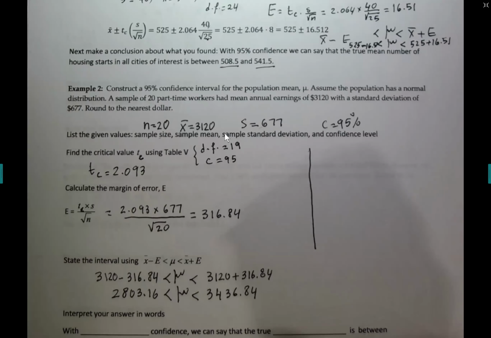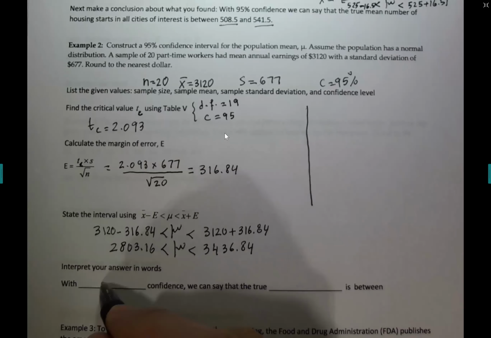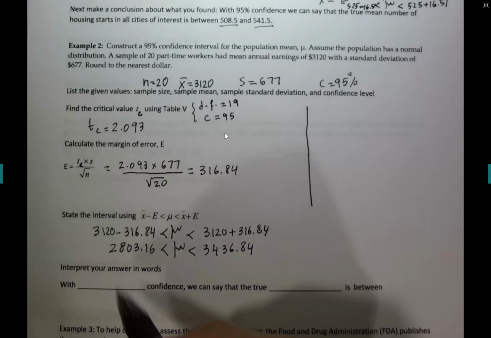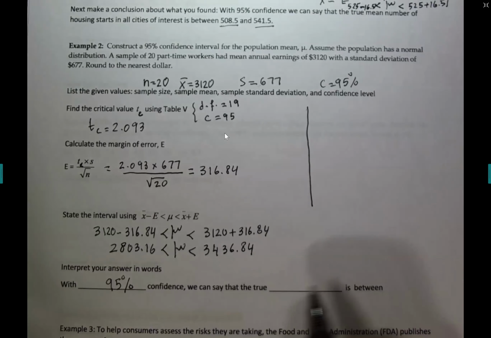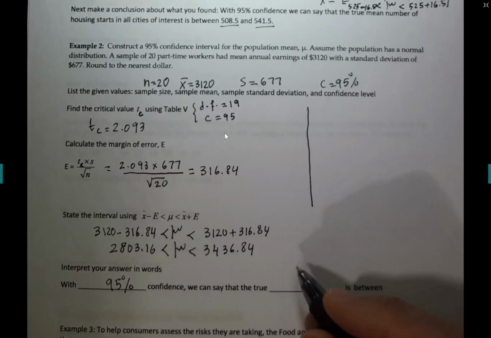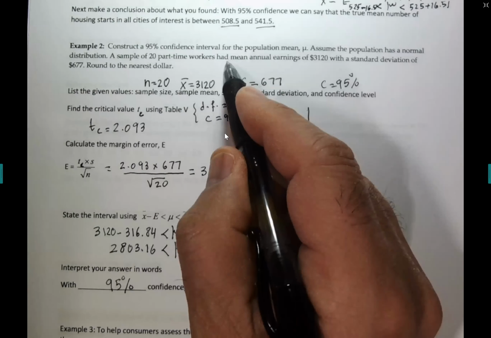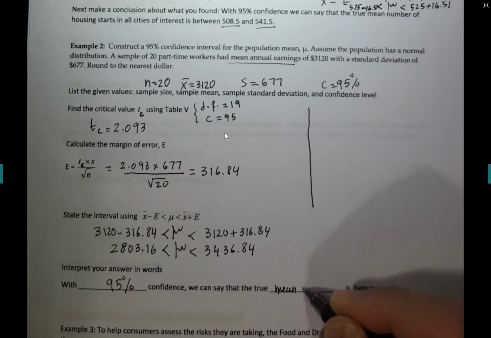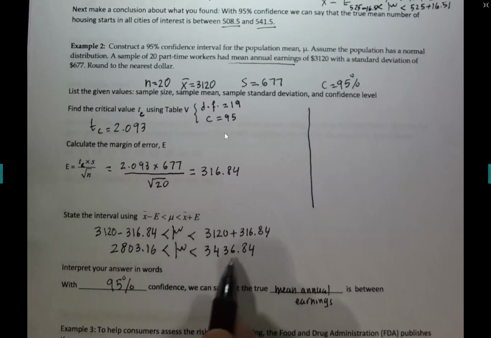Okay, now I want the students to help me interpret the answer. With what? This. 95%. 95% confidence. We can say that the true mean annual earnings, look, copy it from here, is between the two values that you came up with.